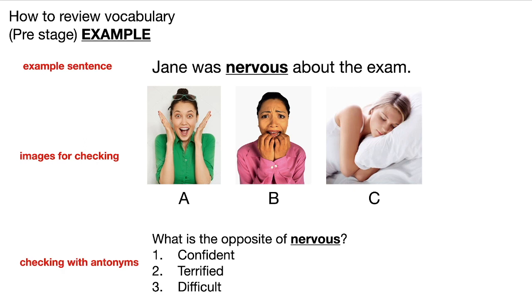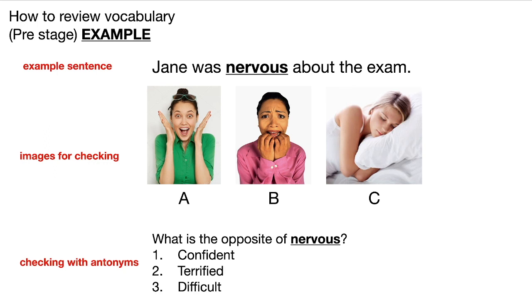So here are some examples. Here we have an example sentence. Jane was nervous about the exam. Okay, so that's an example sentence with the word in context. Now we have some images, A, B, C. So which picture is nervous? Is it A or B or C? The answer is B. Good.